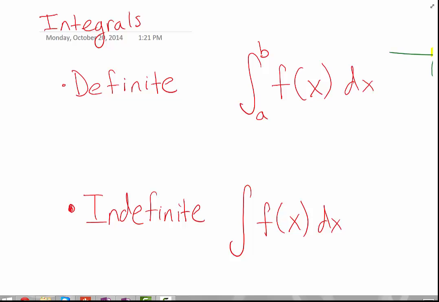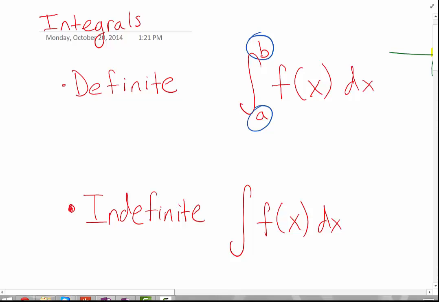Alright, so we're going to talk a little bit more in depth about integrals. These are the two general forms for integrals. We have what's called a definite integral, and then we have an indefinite integral. You can kind of see the difference here: the definite integral has this a and b, whereas the indefinite integral doesn't have that. We call those upper and lower limits.